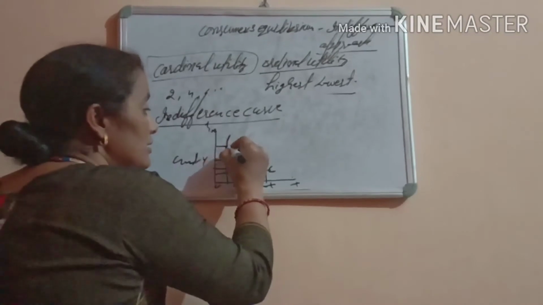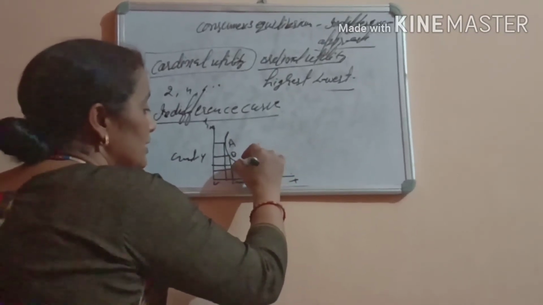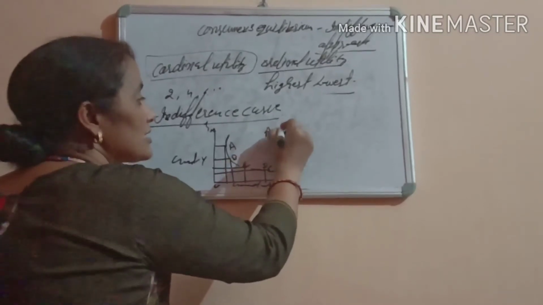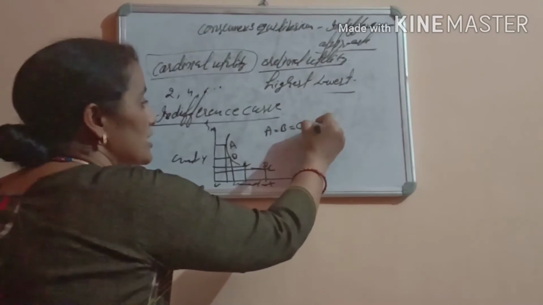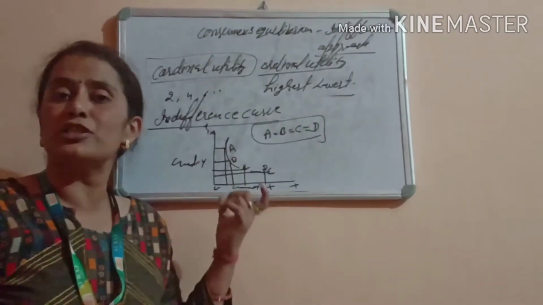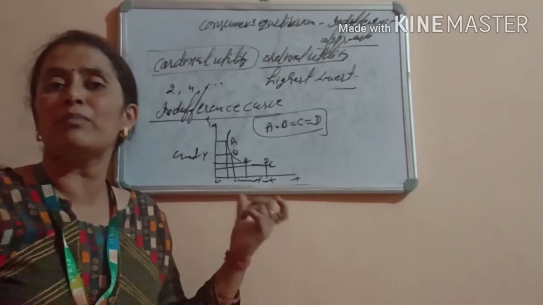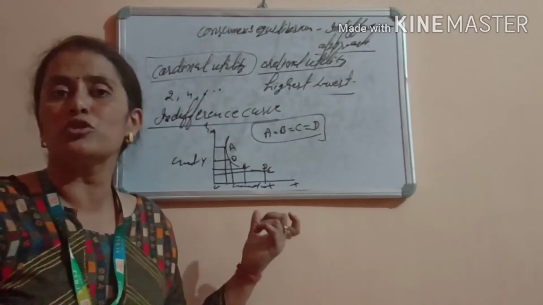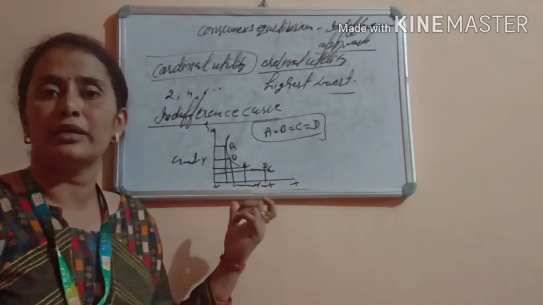It means points A, B, C and D provide the same level of satisfaction. It means A is equal to B, B is equal to C, C is equal to D. It means जो indifference curve है, these show the different combinations of two goods which provide the same level of satisfaction to the consumer, which are available on the same IC, right?